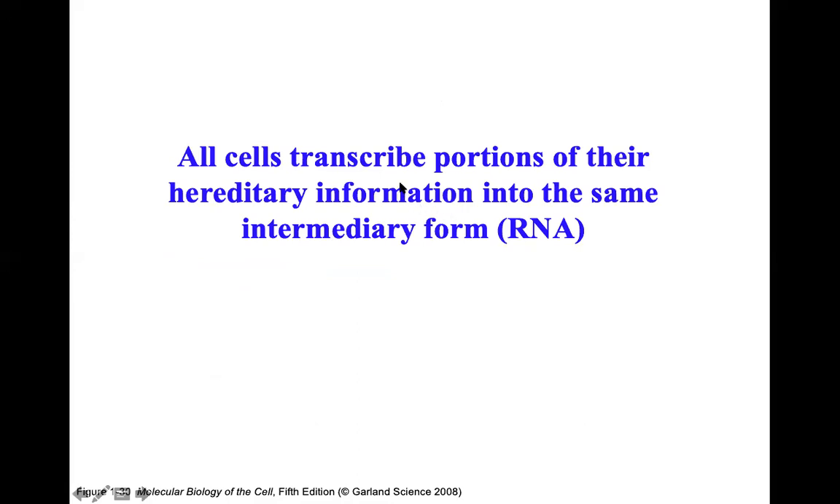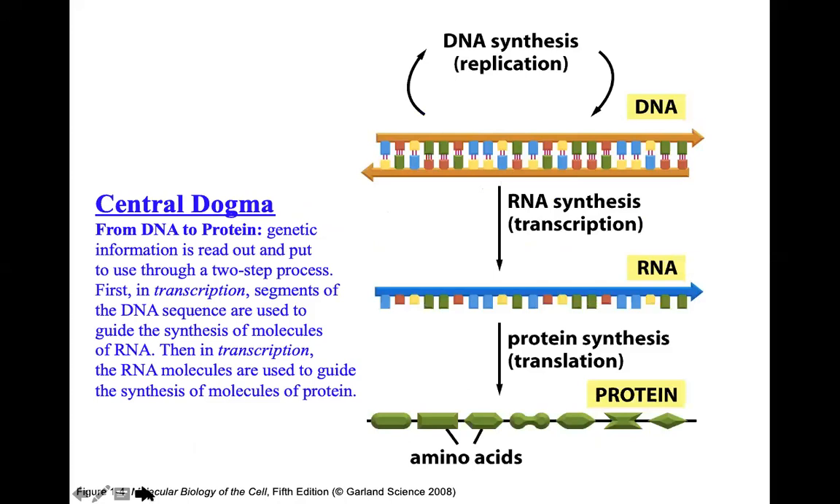So all cells transcribe a portion of their hereditary information into the same intermediary form called RNAs. That means RNA is an intermediary form that is synthesized from the DNA by using RNA polymerase.